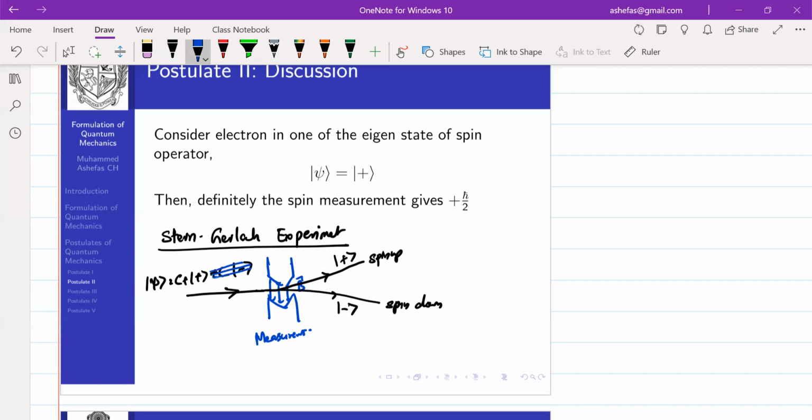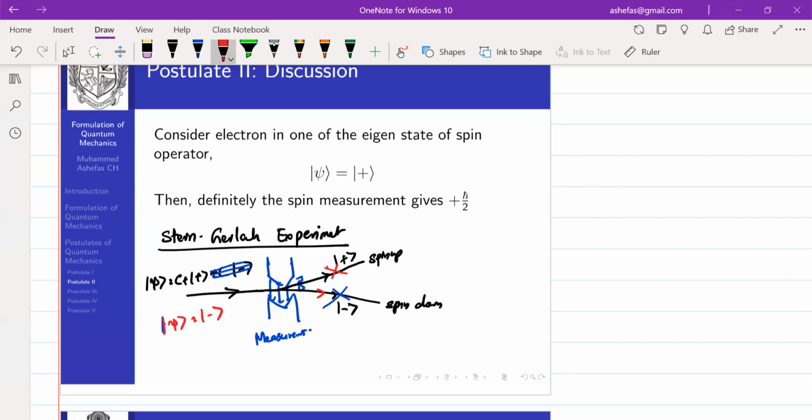Now suppose all the electrons are in spin up, then there will not be any lower trajectory. There will be only the upward trajectory. All the electrons will move in spin up. Similarly, if the electron is completely in the spin down state, then there will not be any upward trajectory. All the electrons will move in the downward trajectory. Okay, so that is what it means.